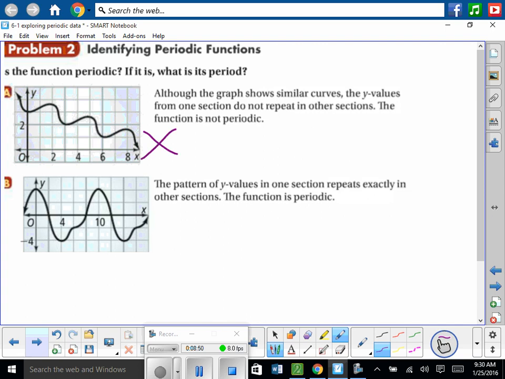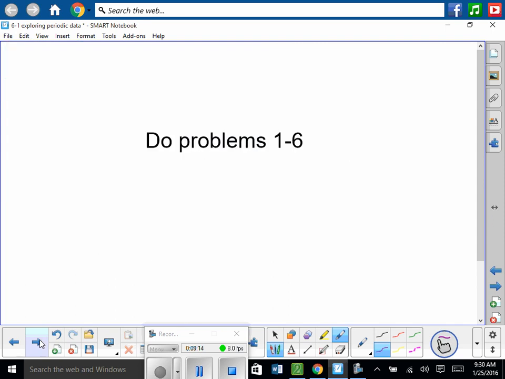Looking at this one, do our y values repeat at regular intervals? Yes. So this one would be periodic. You have to be able to tell periodic versus not periodic. If your y values repeat in a pattern, then yes. If it's not this pattern, then no. Do you understand what I'm saying? Okay. Now it doesn't always have to be even, just keep that in mind. If your y values repeat, then you do have periodic functions. Okay, do 1 through 6, go.